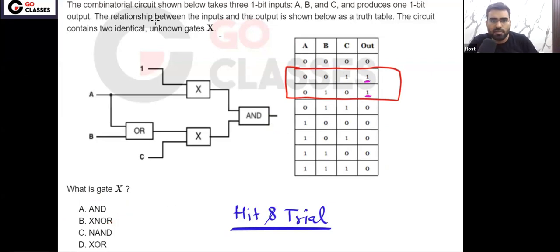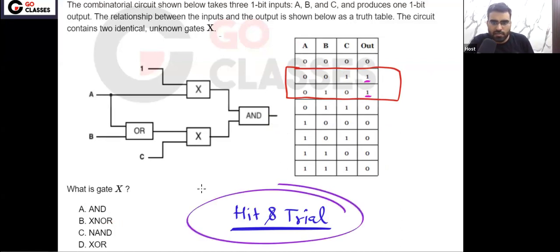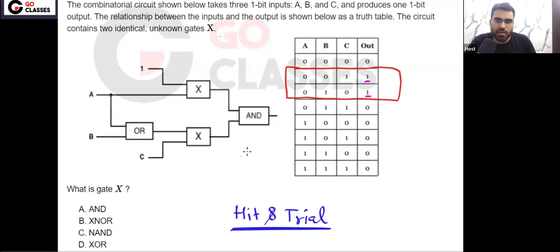Is this point clear? Yes or no? So this is what I'm telling you, that the best method is hit and trial. But here you can do some clever thinking: in all these tuples the output is equal to 0, but in these two tuples the output is equal to 1. So this can be your starting point. You can start from here, then these two options will be gone. You can eliminate these two options. Then you can check, okay, only two options are remaining, NAND, comma, XOR.